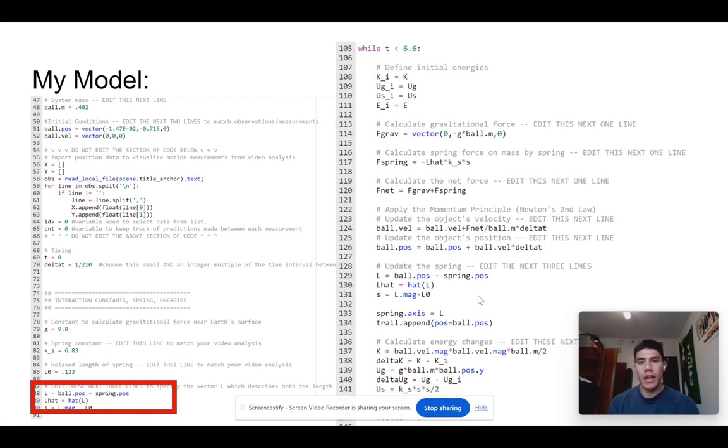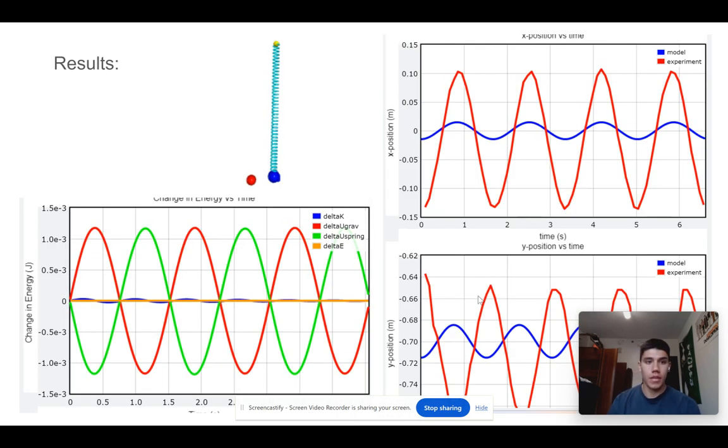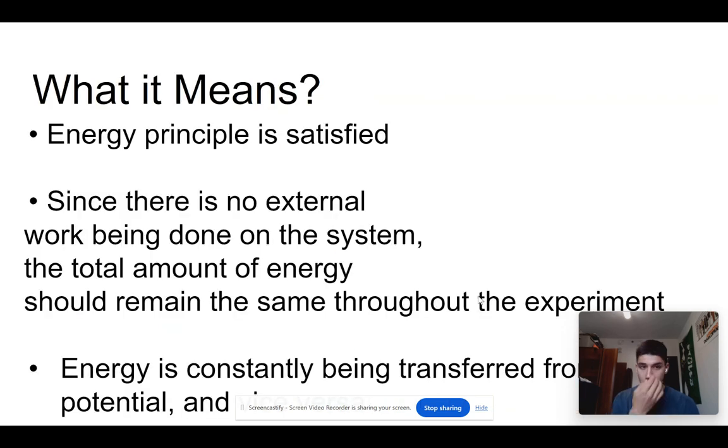And then on the right hand side, we have the while loop that makes everything go. We set initials for all of our energies so that later in the code we can calculate the change in all of the energies. So these are the main results. You can see the simulation, and then the oscillation in energy, the change in energy with each of the different types of energy broken down, and then you can see the position and time graphs for the model versus the experiment.